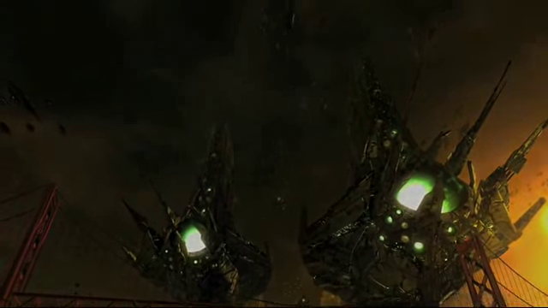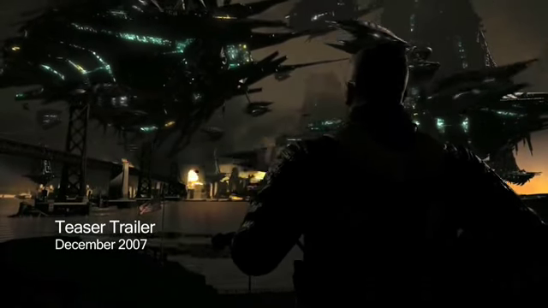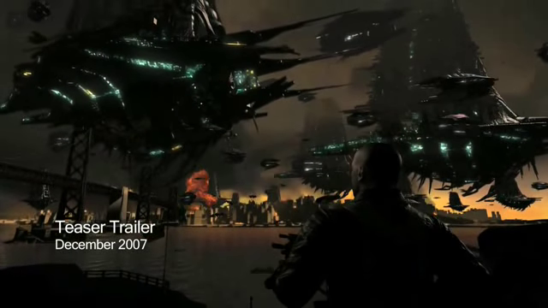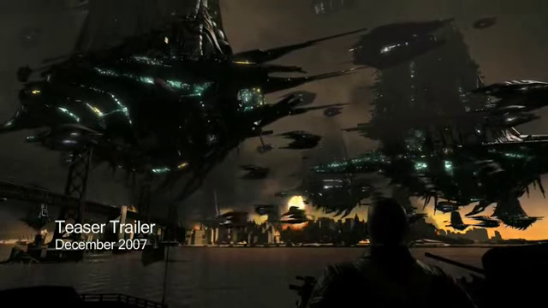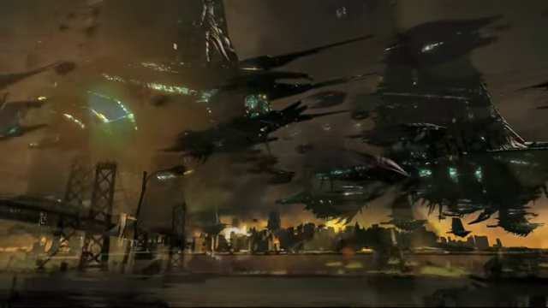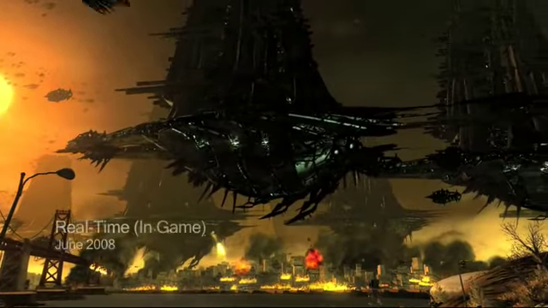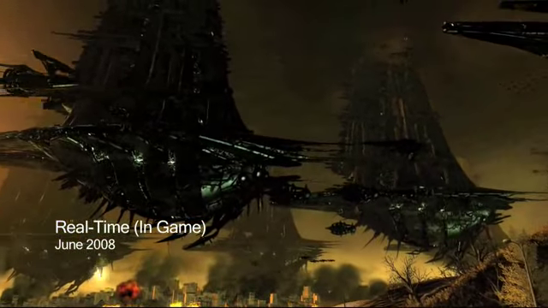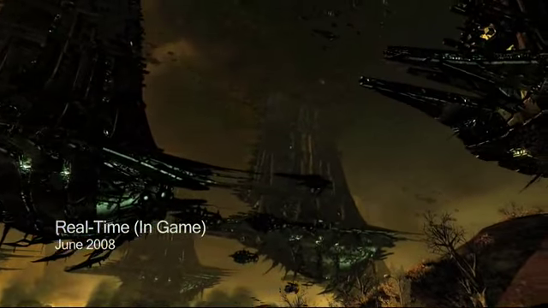When we released the first teaser trailer for Resistance 2, a lot of folks looked at it and said, there's no way that's going to be in the game. And what we wanted to do with this particular gameplay shot was to demonstrate that this is indeed in the game. What you're seeing here is running in real time as the fleet takes apart San Francisco.